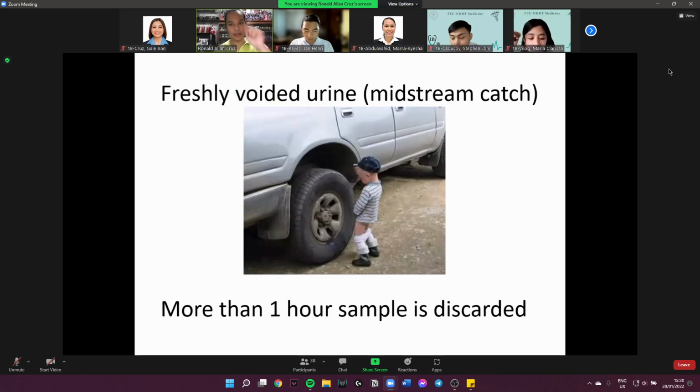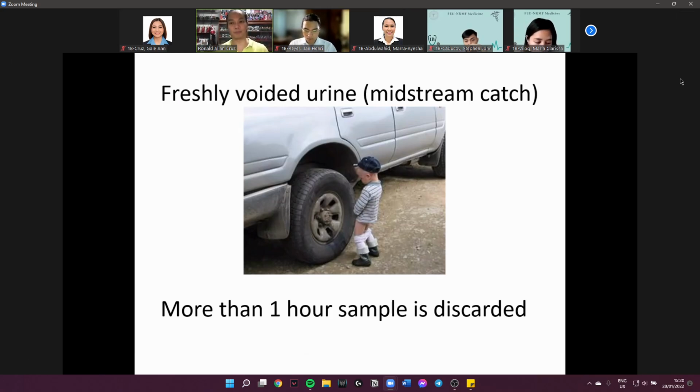Next would be your catheterization. So you insert a Foley catheter through the urethra, and then from there you can actually collect your urine sample. Now these two methods virtually eliminate contamination. So if you perform it properly, then your urine sample is most ideal. Now, because these methods are a little bit invasive, we do not do them routinely, most especially on an outpatient basis.